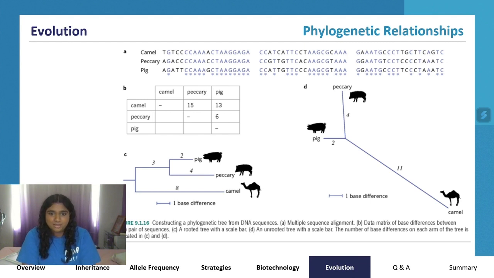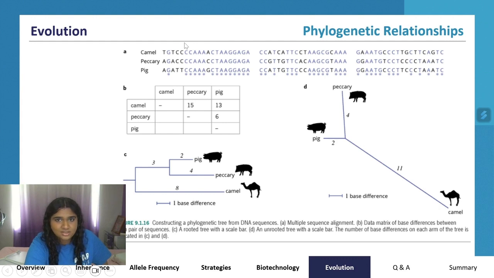So on this diagram, we have three different organisms that are being compared against each other: the camel, the peccary, and the pig. All of these are mammals. So we immediately know that they were somewhat related to each other down the line. Here you can see that the base pair sequences, part of their genome, have been extracted, and all of the differences have been identified. The blue bits are the similar, and the black bits are the different sequences. So sometimes they can just be a base pair here and there, sometimes it's an entire codon. So those differences are then extracted and summarized in a table.